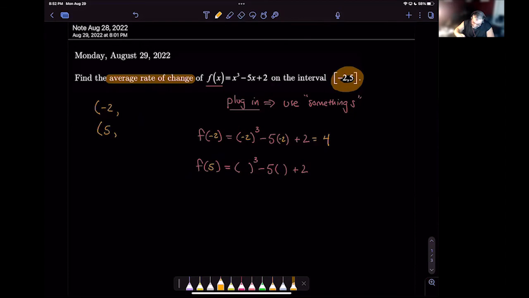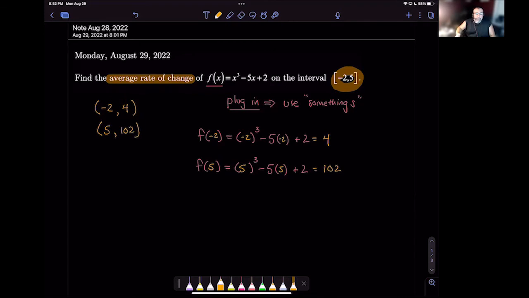So we're going to take that value and plug it in everywhere inside of our somethings. That's going to give us 125 minus 25 plus 2, which gives us a value of 102. So what we're able to do is come up with the 2 points.